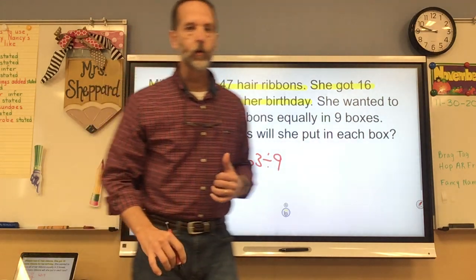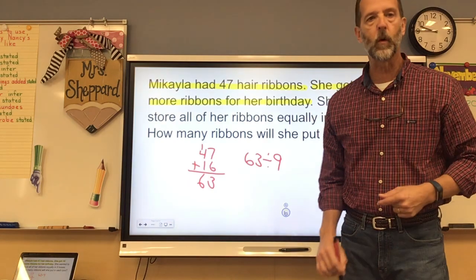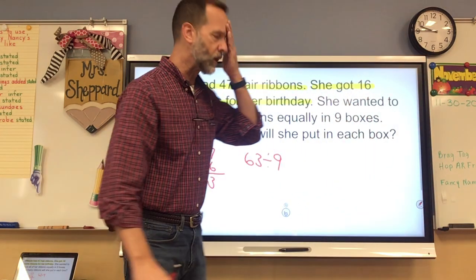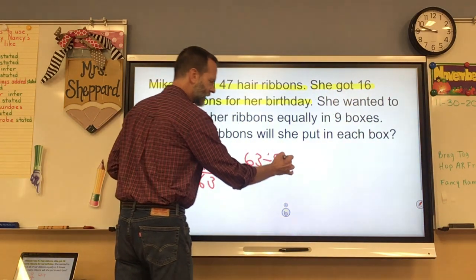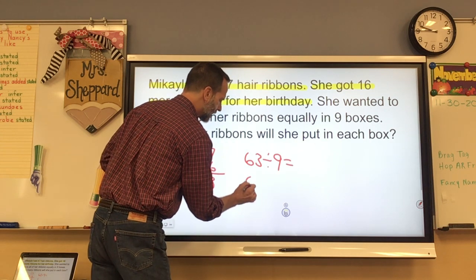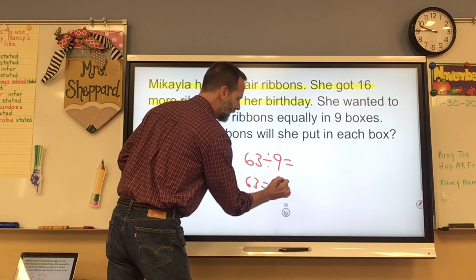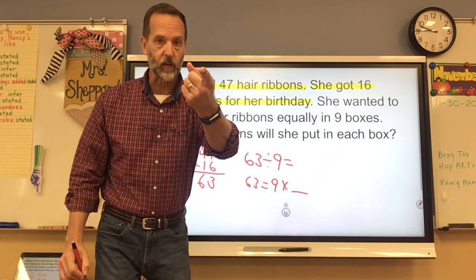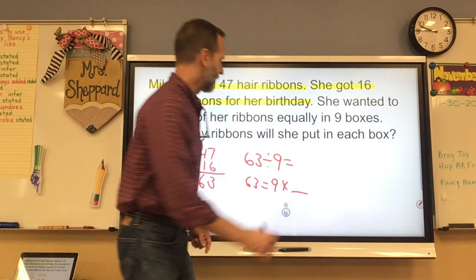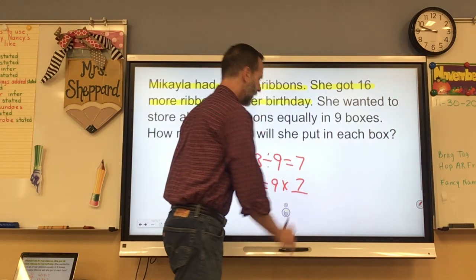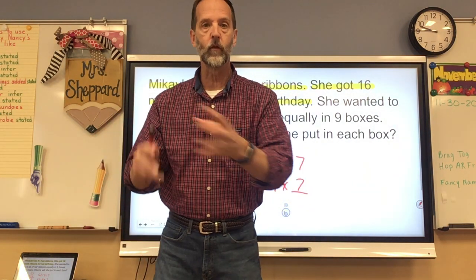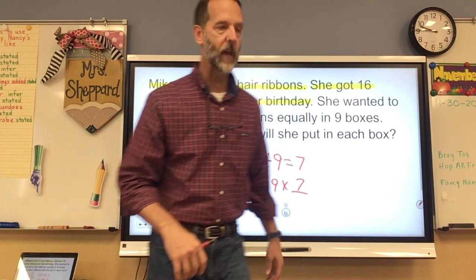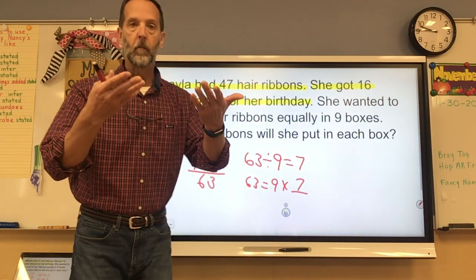Now, boys and girls, there's no trick for this. You have to know your multiplication facts. So think in your head now. 63 divided by 9. 63 is equal to 9 times what? And if you know your facts, it's going to be 9 times 7. Each box would get 7 ribbons. She'd have 9 boxes of 7. 9 times 7 is 63.